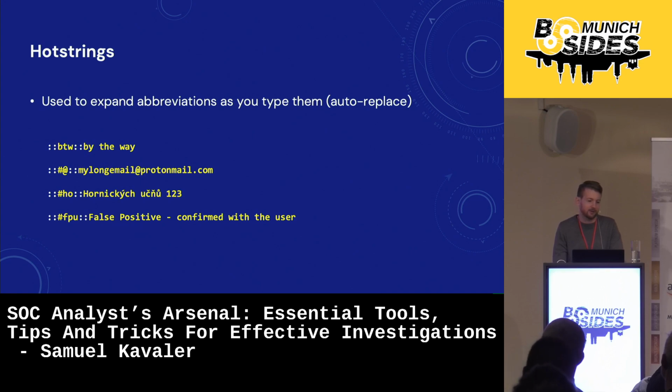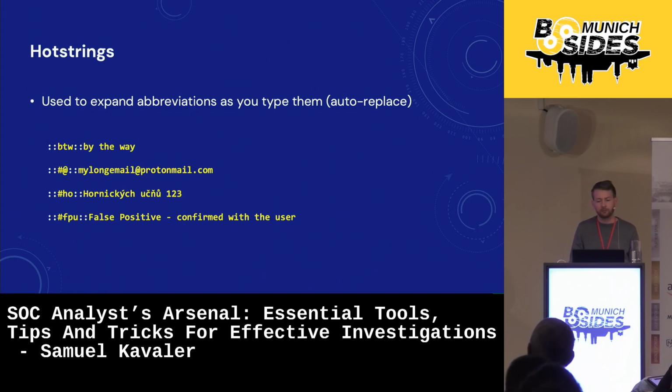As you can see here, I have #@, which will expand into my email address, #HO, like home, which will expand into my former street address, which contained a lot of special characters that I was not able to type on my English keyboard. And maybe you have some kind of phrase, like "false positive confirmed with the user," that you are often using. So you can create an abbreviation like #FP.